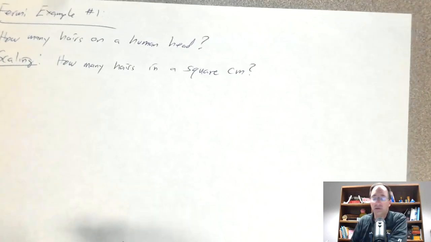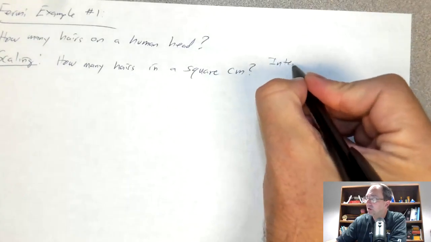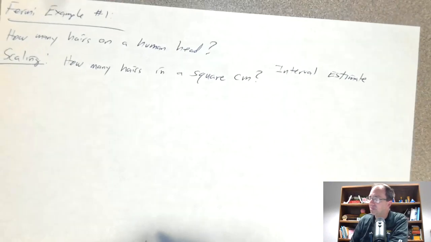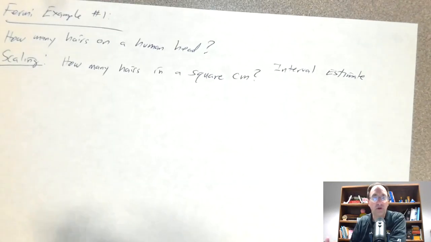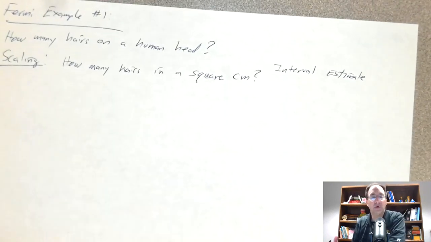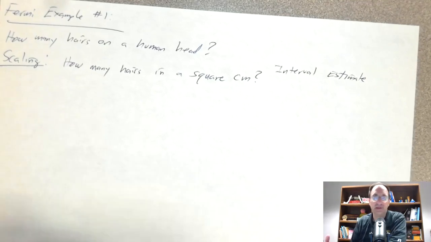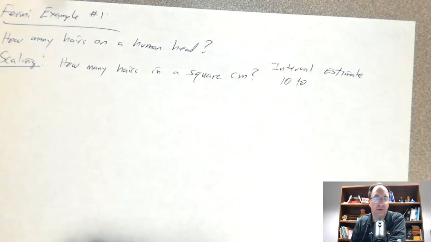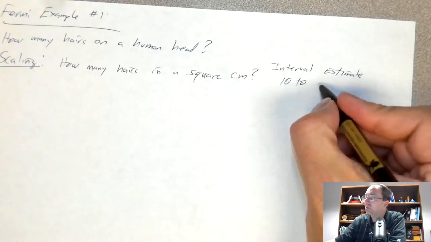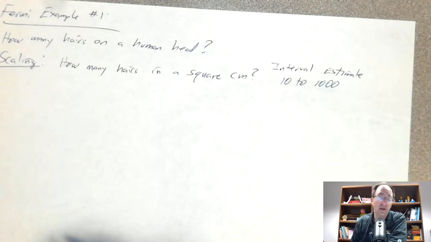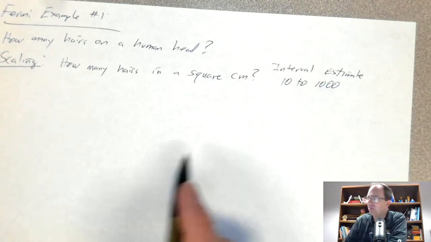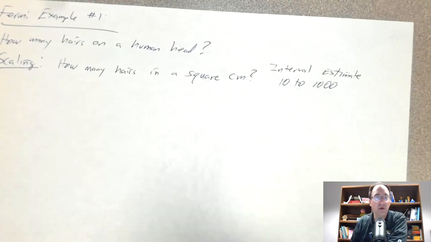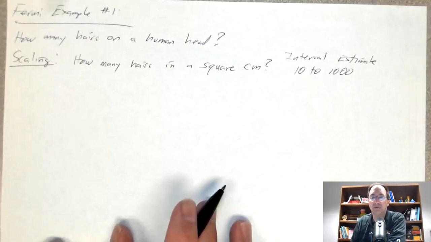And I think this is a good place for an interval estimate that we talked about in the last video. And so notice an interval estimate, we're going to ask, well, what's a number that I know the answer is definitely more than? And then what's an upper bound that I'm positive that the answer is less than? And I'm pretty confident that there's more than 10 hairs in a square centimeter on the typical head. And I'm also fairly confident that the number is less than 1,000. And we want to be reasonable with these numbers. We don't want to say like 1 to a billion because that's not helpful. But 10 to 1,000 seems like a reasonable upper and lower bound.